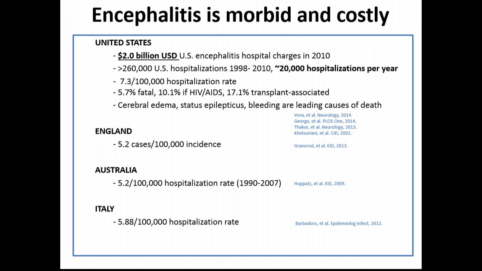And in terms of the morbidity and mortality of these in the US, 5% of people with encephalitis die. The rate is 10% if the patient has HIV or AIDS, and the rate goes even up to 17% if it's transplant associated. The leading causes of death are edema, status, and bleeding, so really acute complications of the acute encephalitis.